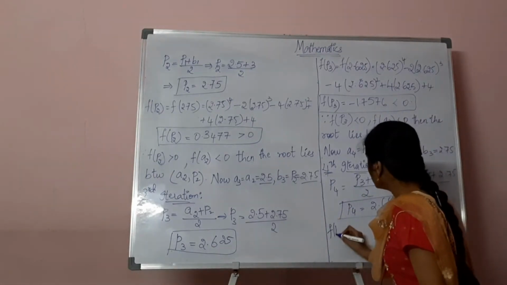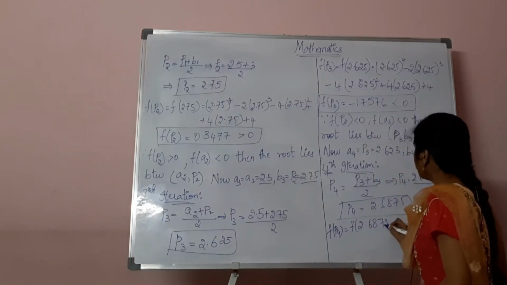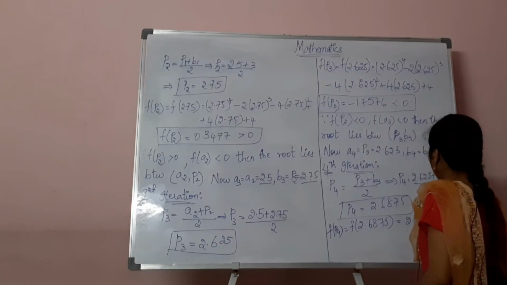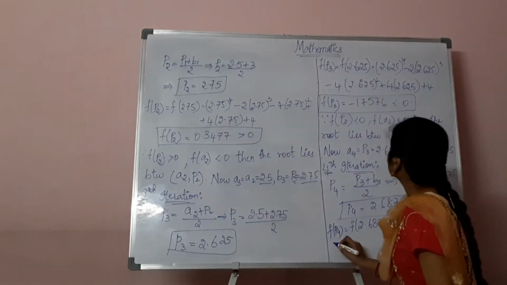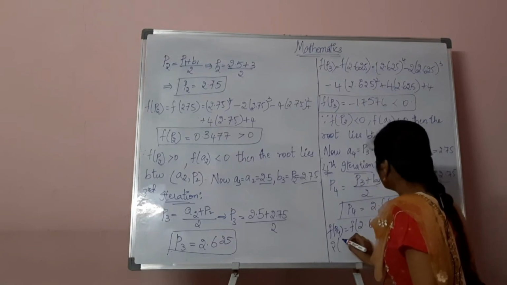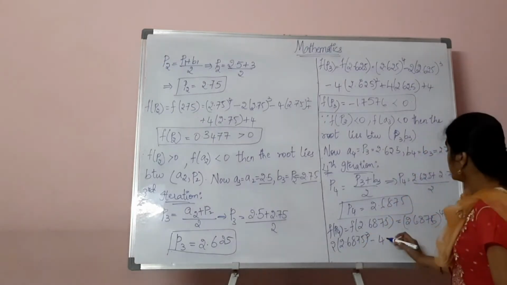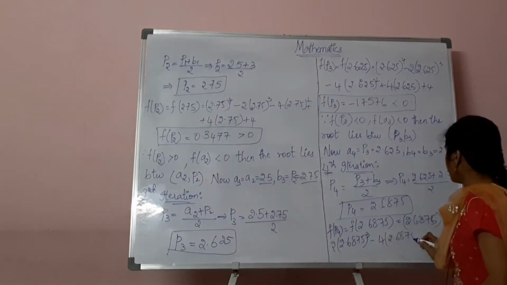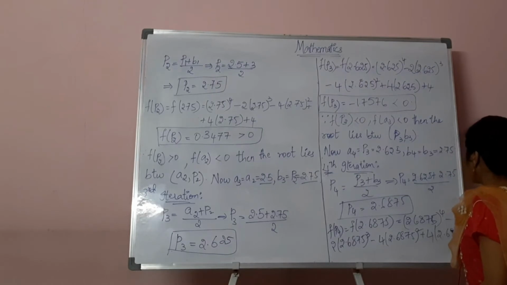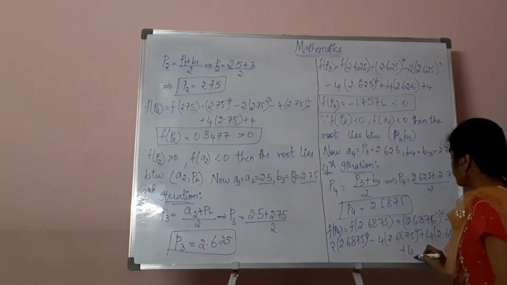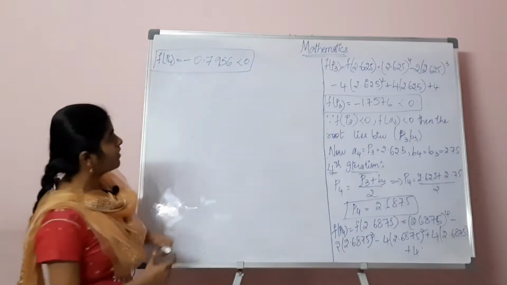Now we have to substitute it in the equation. f of P4 equals, what is P4 here? f of 2.6875 equals 2.6875 power 4 minus 2 into 2.6875 whole cube minus 4 into 2.6875 whole square plus 4 into 2.6875 plus 4. f of P4, how much are we getting? Minus 0.7956. That is less than 0.